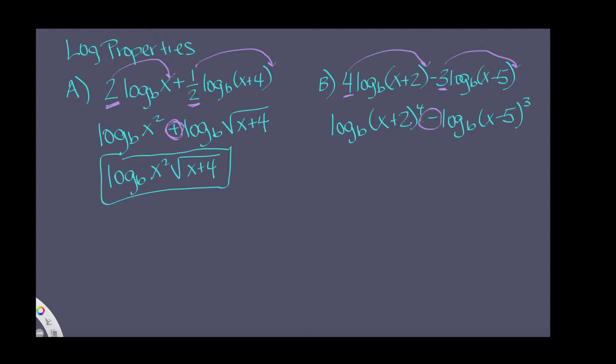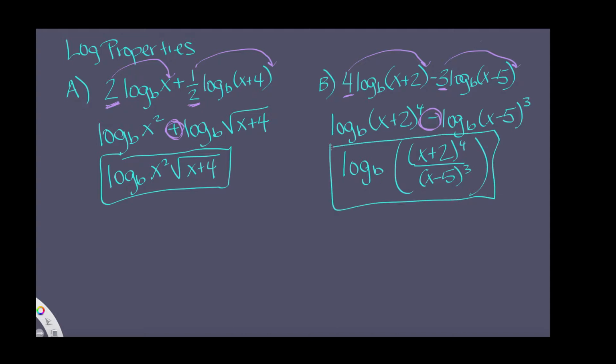And this subtraction sign here, remember the property that says that the log of a quotient is the same as the difference of the logs of the two things that we're dividing. So we can condense this a little further and have the log base b of x plus 2 to the 4th over x minus 5 to the 3rd. And we're done.